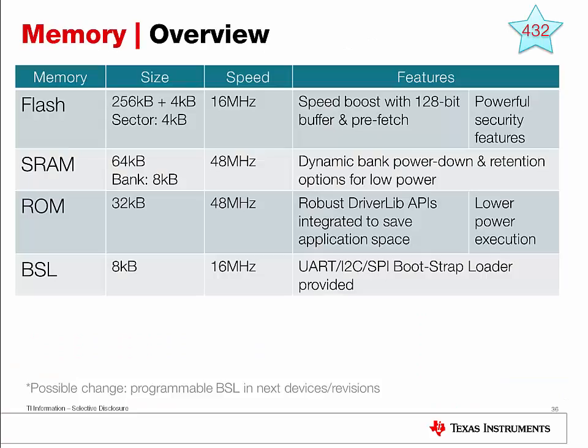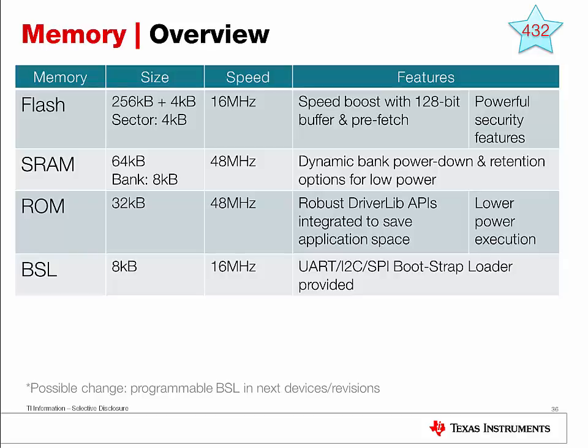Moving on to memory. On the first device of the MSP432P series, the MSP432P401R, the flash memory comes with 256 kilobytes worth of memory. The flash operates at 16 MHz and it also contains speed boost capabilities with a 128-bit buffer and prefetch mechanism. The MSP432P401R also comes with 64 kilobytes of SRAM memory. These 64 kilobytes are broken down into 8 banks, each with 8 kilobytes of memory. This allows you to individually control the power to each SRAM bank to optimize the power.